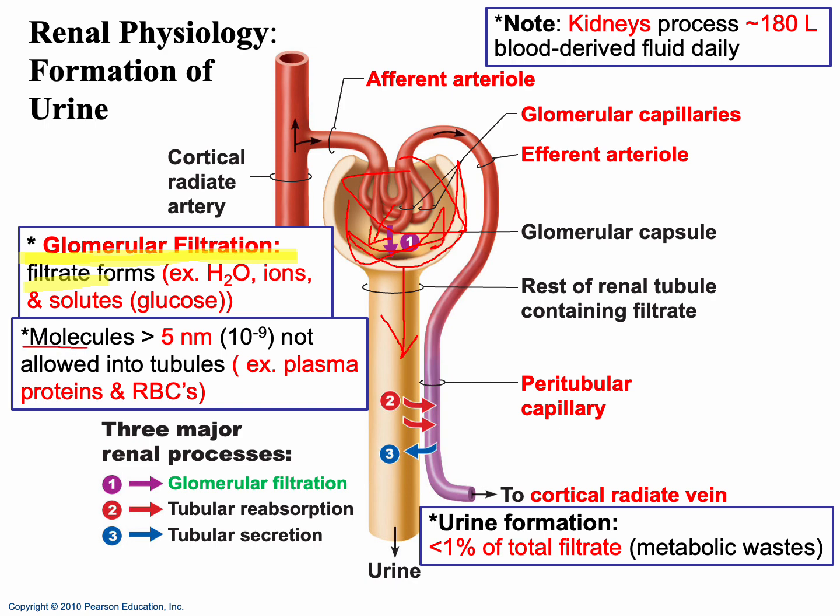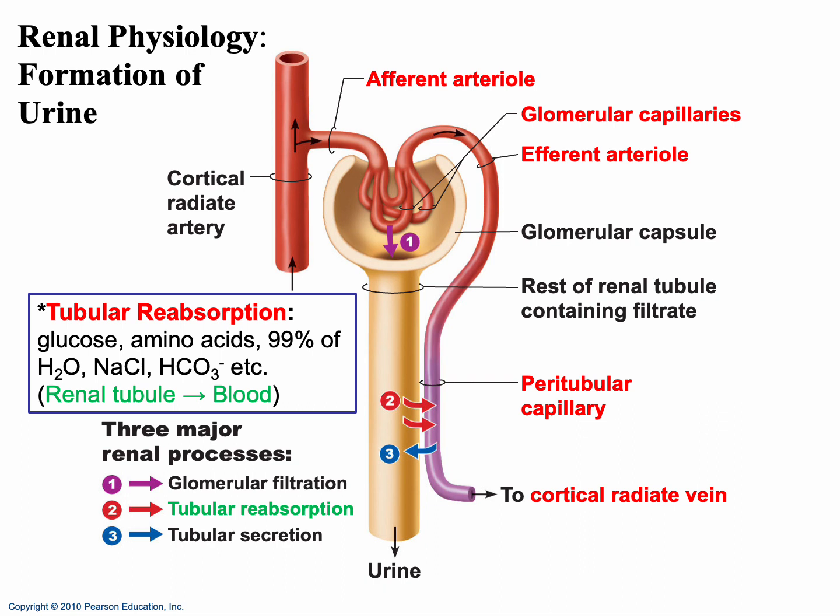Any molecules that are smaller than 5 nanometers in size will be able to form the filtrate. Of course, our exceptions to that rule would be the plasma proteins and red blood cells that are too big and bulky and will actually stay within the blood itself. And urine formation, as you can see down here, ultimately makes up less than 1% of total filtrate, which is typically waste products we have to get rid of.